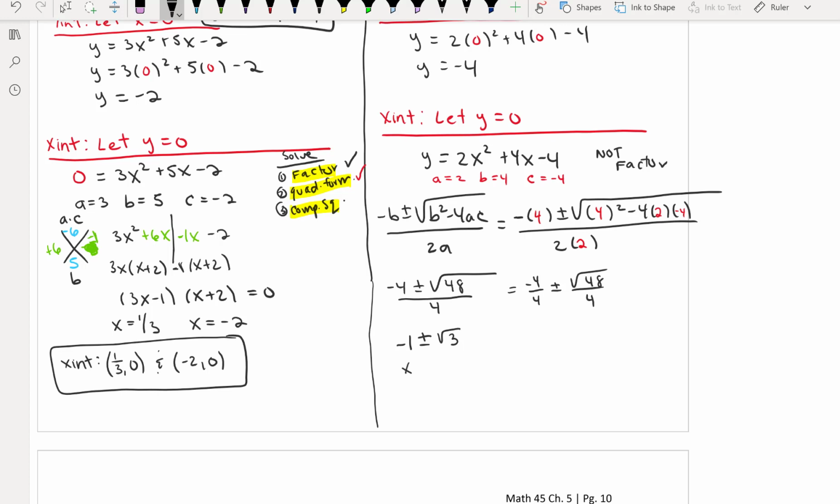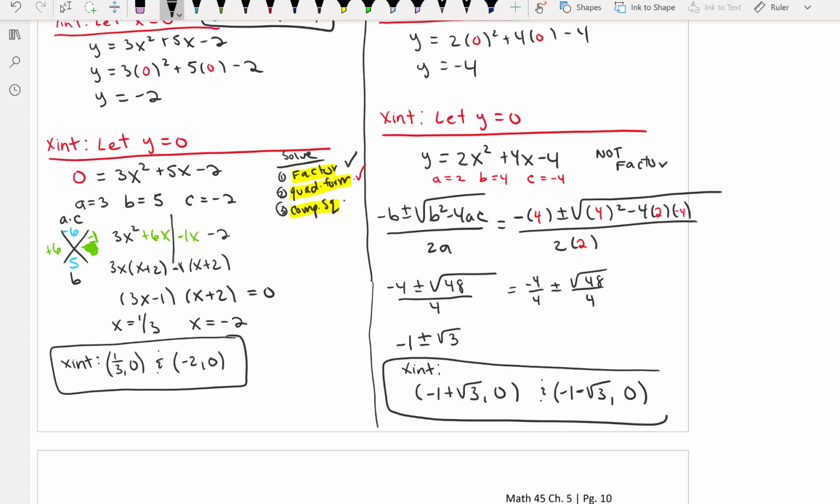So now I know my x-intercepts. I know it's negative 1 plus the square root of 3, and my y value is 0. And I also have negative 1 minus the square root of 3, and my y value is 0. So that is going to be my y-intercept, or sorry, my x-intercept, since the y value is 0, and I figured out the x value for the x-intercept.